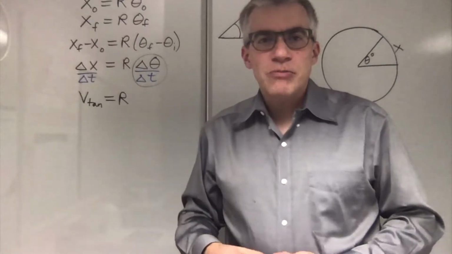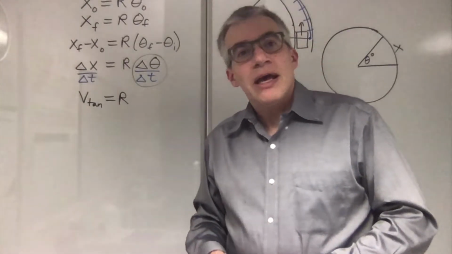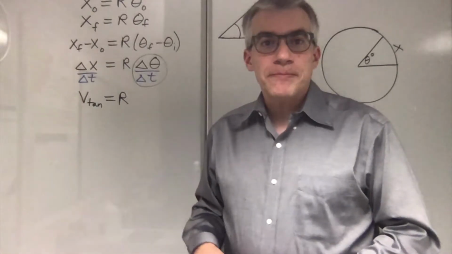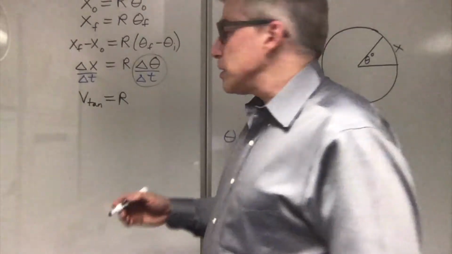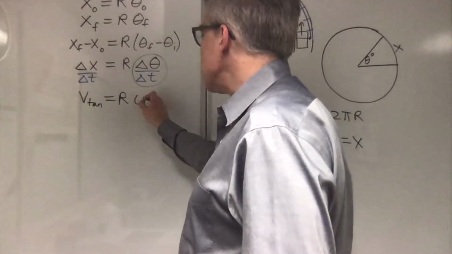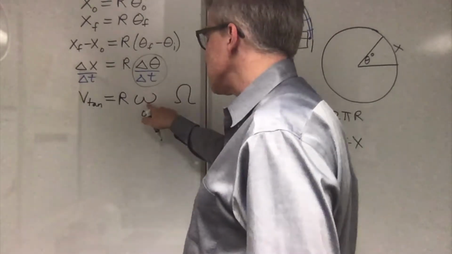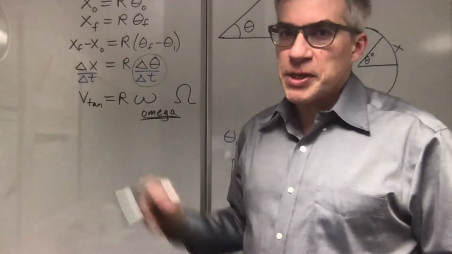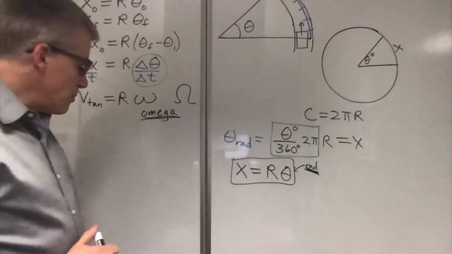You might hear it in more familiar units of RPM, revolutions per minute. It's how fast something is spinning. It's actually called the angular speed or angular velocity, and its symbol is small omega. Like that's a big omega, that's a small omega. It's not a W, it's an omega. So V tangential equals r times omega.